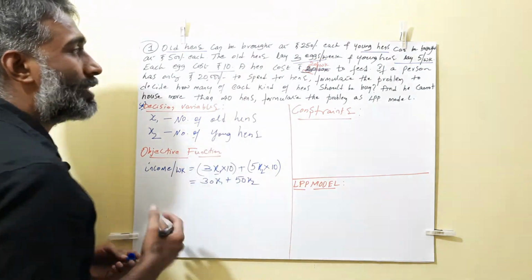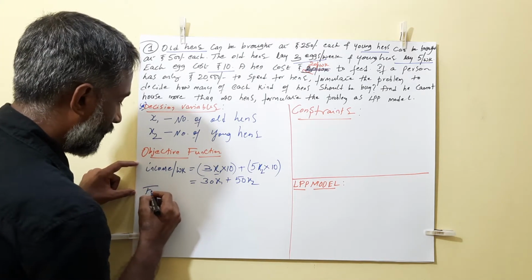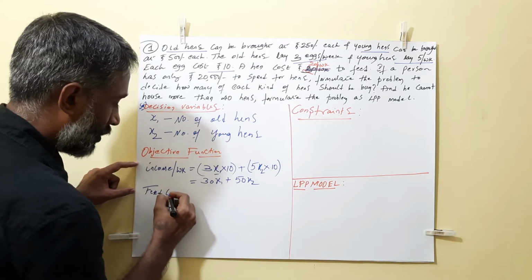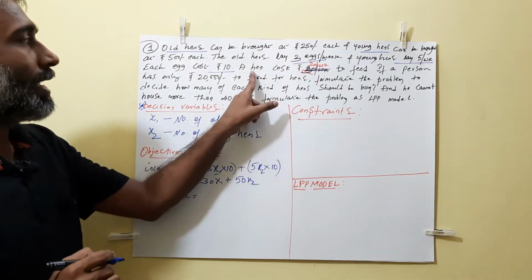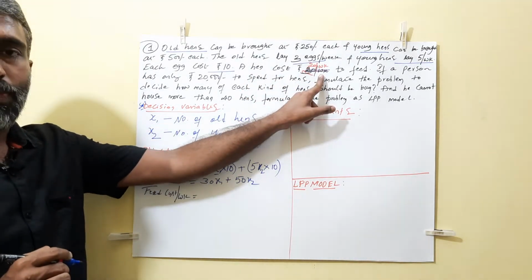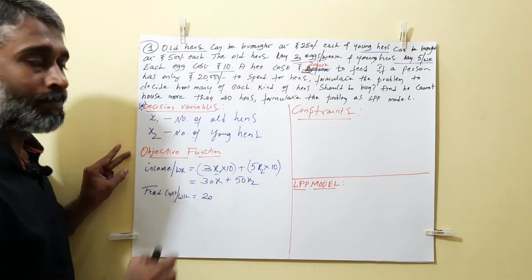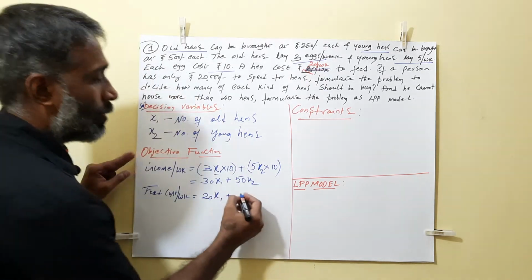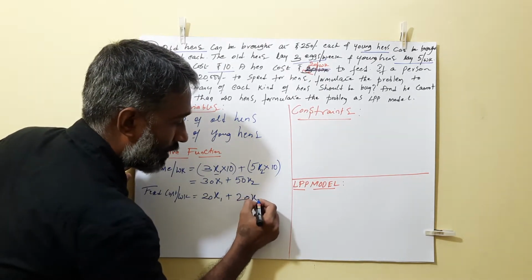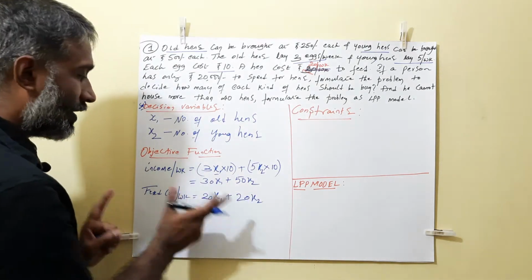But since expense is there, that has to be subtracted. So the feed cost per week is 20 rupees. Each hen costs 20 rupees per week. So 20 rupees multiplied by the number of old hens, 20 rupees multiplied by the number of young hens. So that is the feeding cost per week.